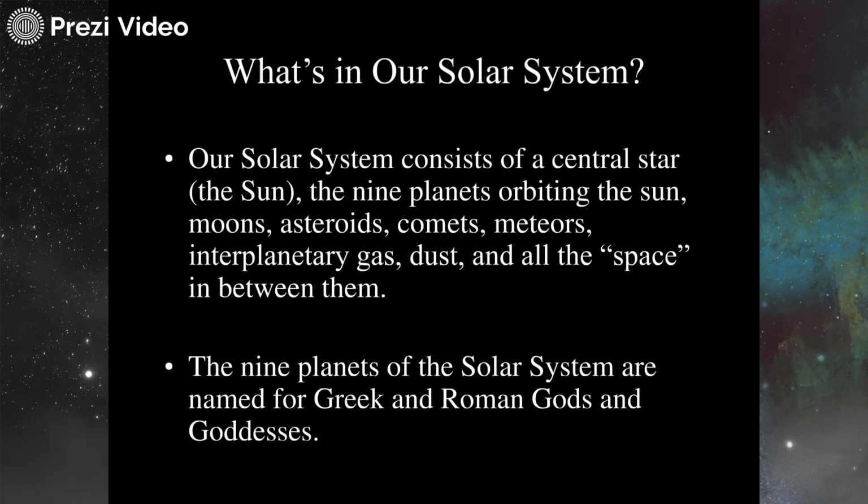But there's also moons around some of the planets, not all of them. There's asteroids, comets, meteors. There's gases, dust, and a whole lot of what we call space in between, which is just emptiness. The 9 planets of the solar system are named for Greek and Roman gods and goddesses.